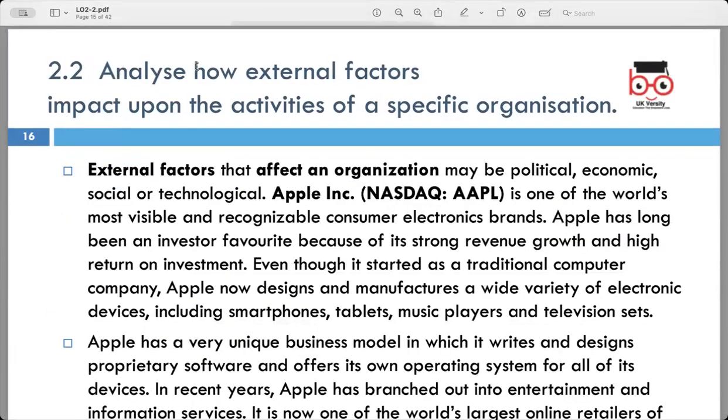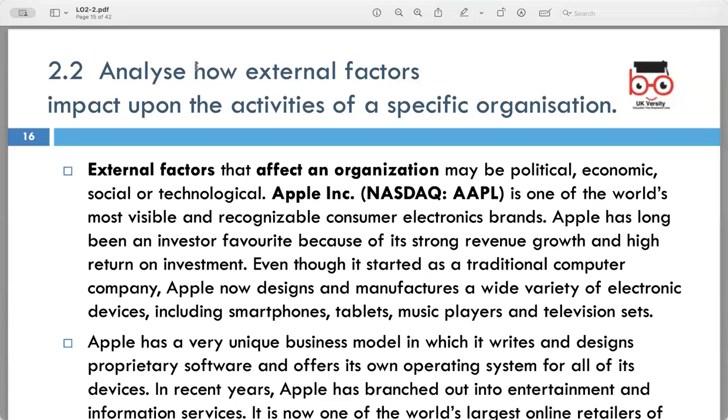So next is to analyze how external factors impact upon the activities of specific organizations. One can consider political, economic, social, or technological elements as external influences that have an impact on an organization. One of the most well-known and widely recognized brands of consumer electronics in the world is Apple, which is traded on the Nasdaq under the ticker symbol AAPL.